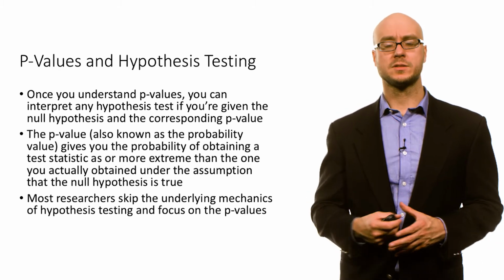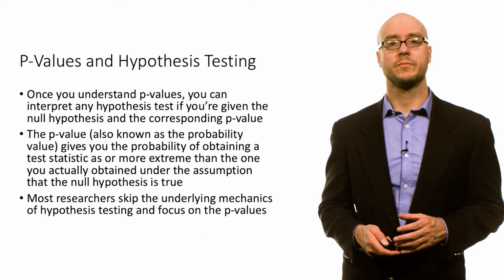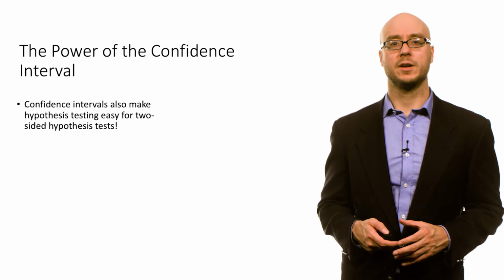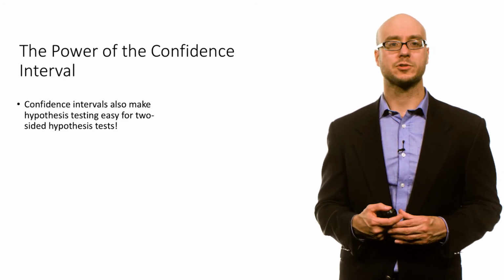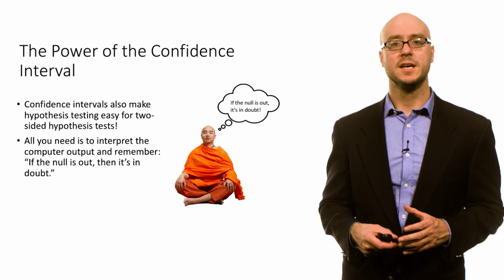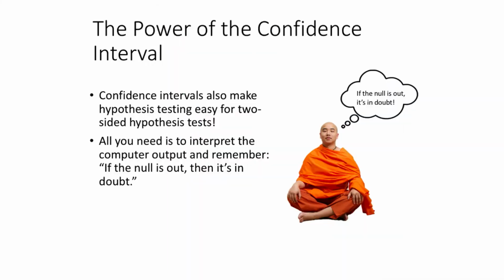But in some instances, particularly when we work with the t-distribution, we will focus a little bit more on understanding p-values. The confidence interval is also very powerful and commonly reported in actual research articles. Confidence intervals can make hypothesis testing easy, especially in the context of a two-sided hypothesis test. So all you need to interpret the output from a confidence interval is that if the null is out, then it's in doubt.